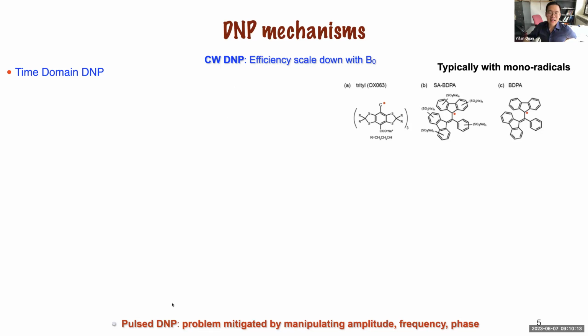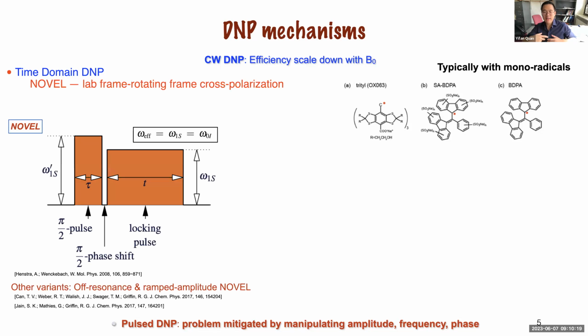So as you know, with pulsed EPR and pulsed NMR, with the ability to manipulate the amplitude, the frequency, and the phase, you can do a lot of fantastic experiments for both EPR and NMR. So that applies to DNP also. For example, a couple of families of pulsed DNP have been developed.